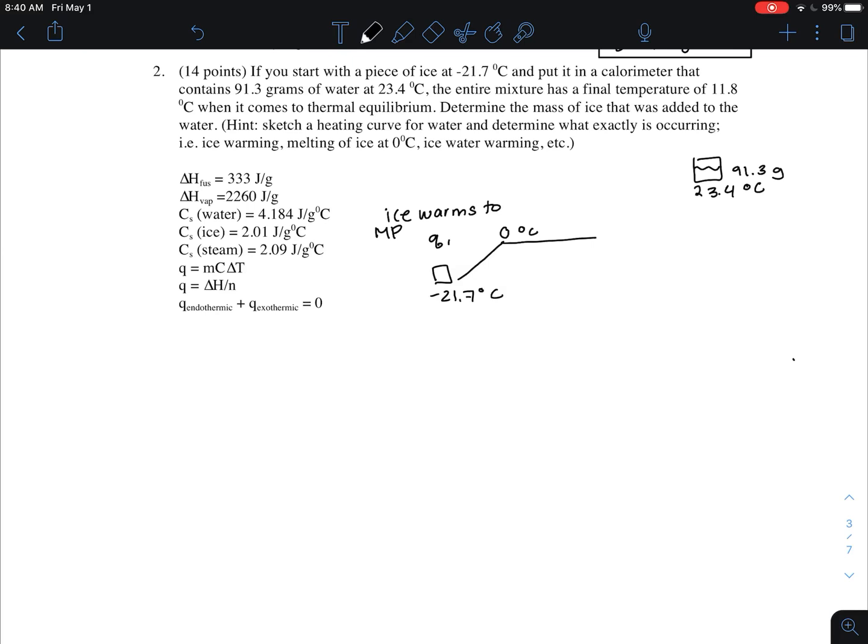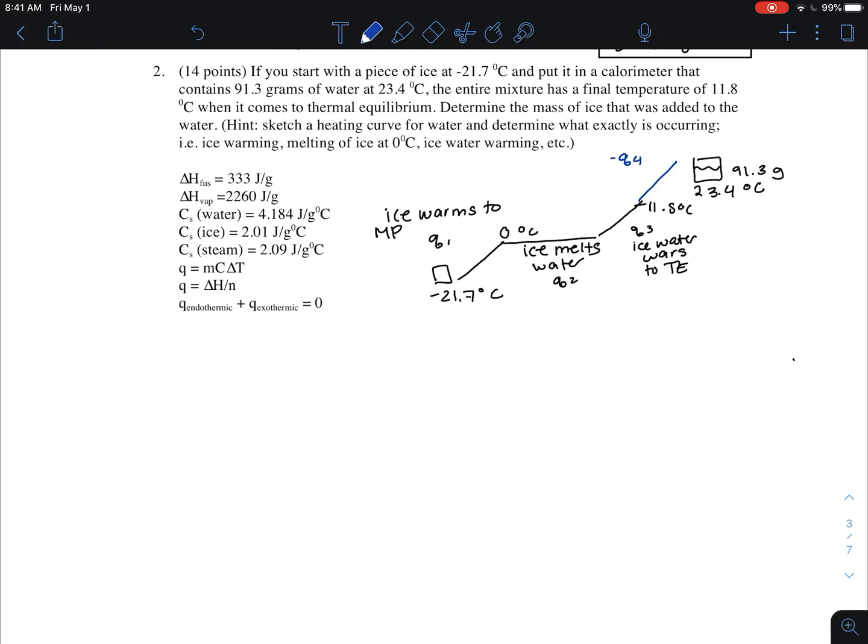Then, once you reach the melting point, there's no more temperature change because the phase change happens at this temperature. So then, my ice actually melts. Then the water that was formed begins to warm up more. So my third heat that's happening is the ice water warms to thermal equilibrium, the 11.8 degrees Celsius. So the ice first has to reach the melting point, then it melts, then it warms up, because it hasn't warmed up to thermal equilibrium. There's more heat transfer going on.